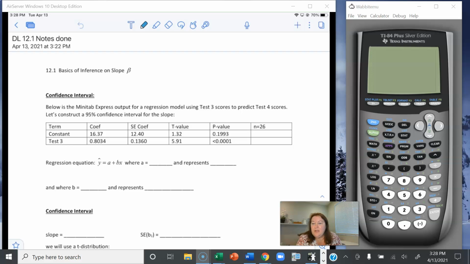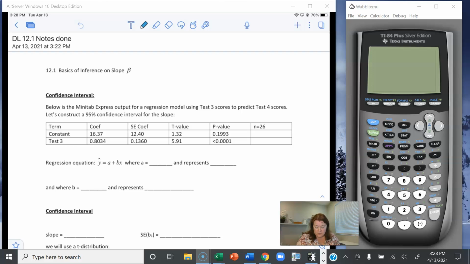So let's go. The first thing we wanted to learn how to do is a confidence interval on the slope of a best fit line. Typically on an AP test, they're not going to give you the raw data to put into your calculator under lists. They're just going to give you a printout like the one I've given here. It says below is a Minitab Express output for the regression model using a test 3 score to predict the test 4 scores. And they said, let's construct a 95% confidence interval for the slope.